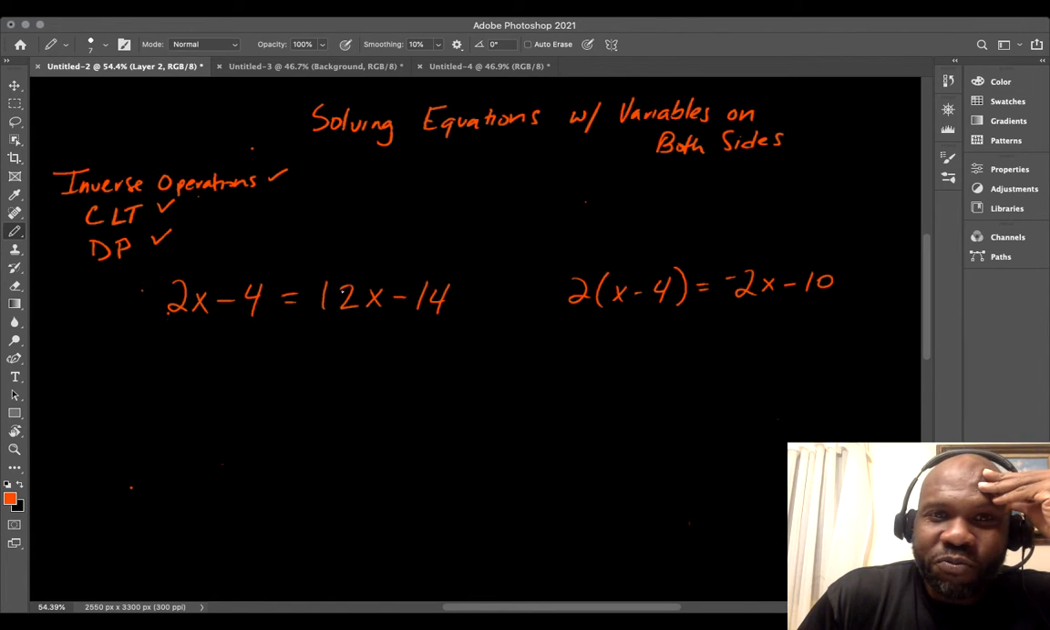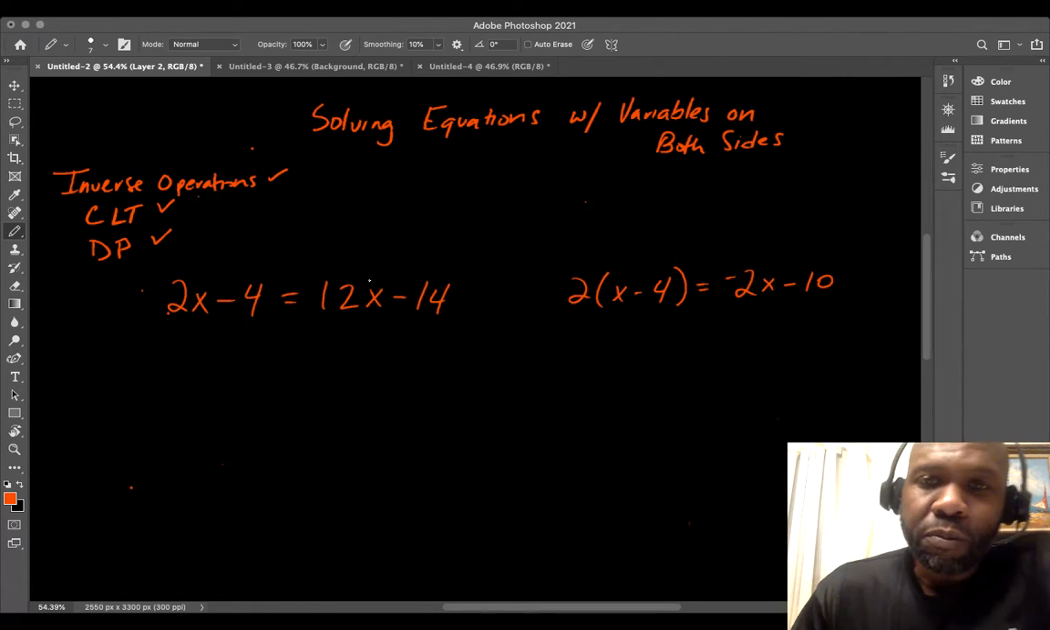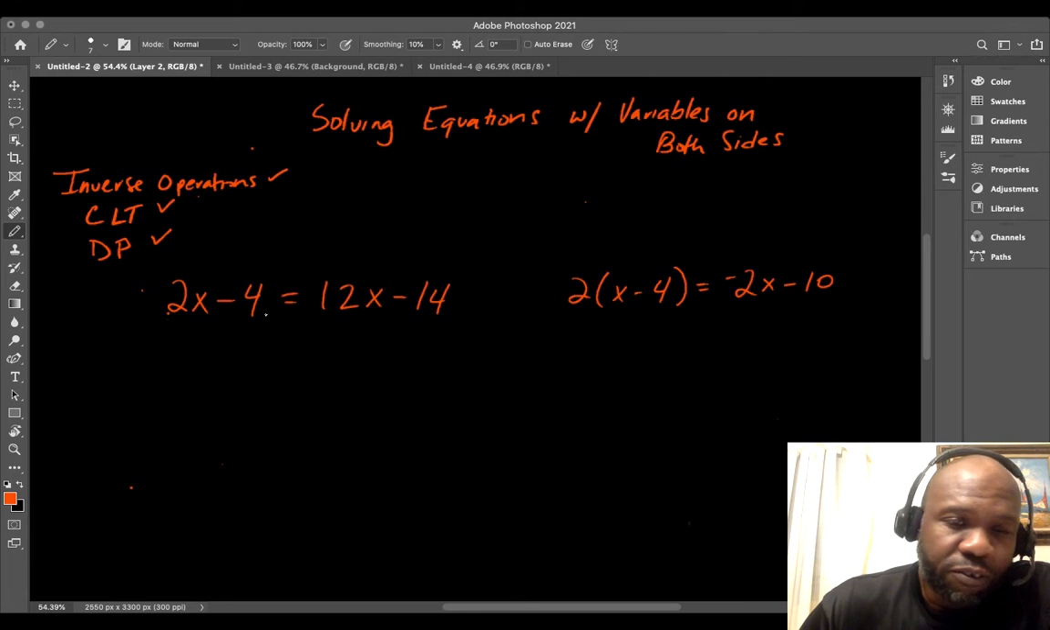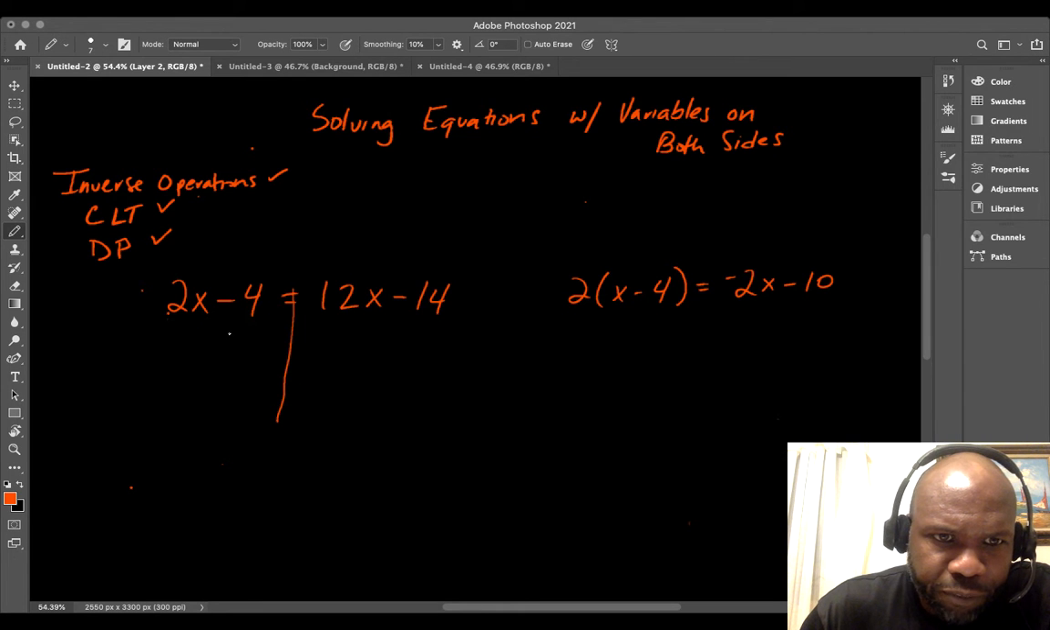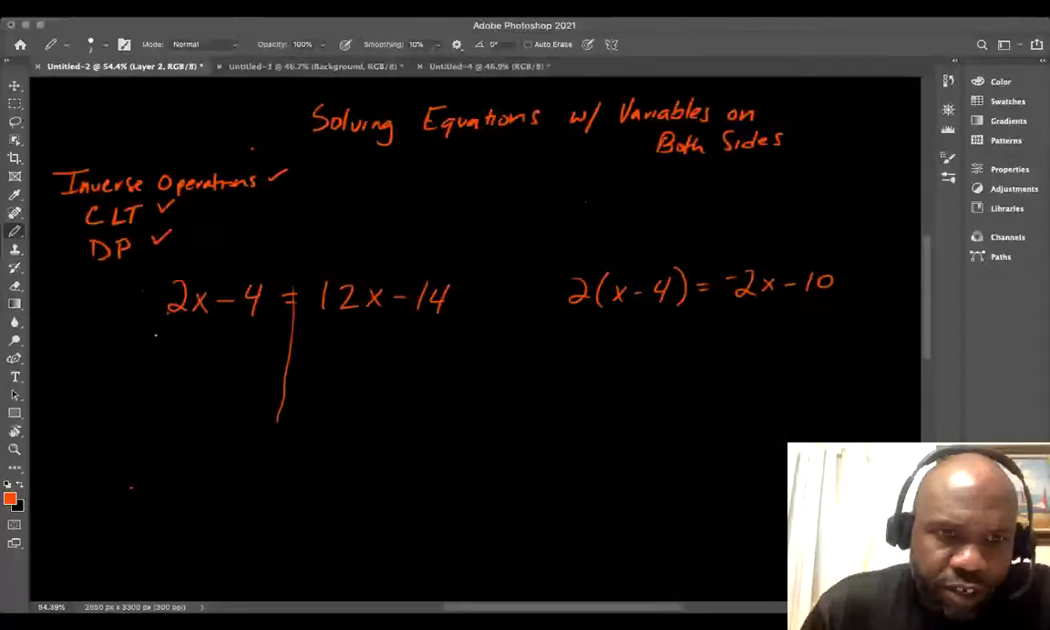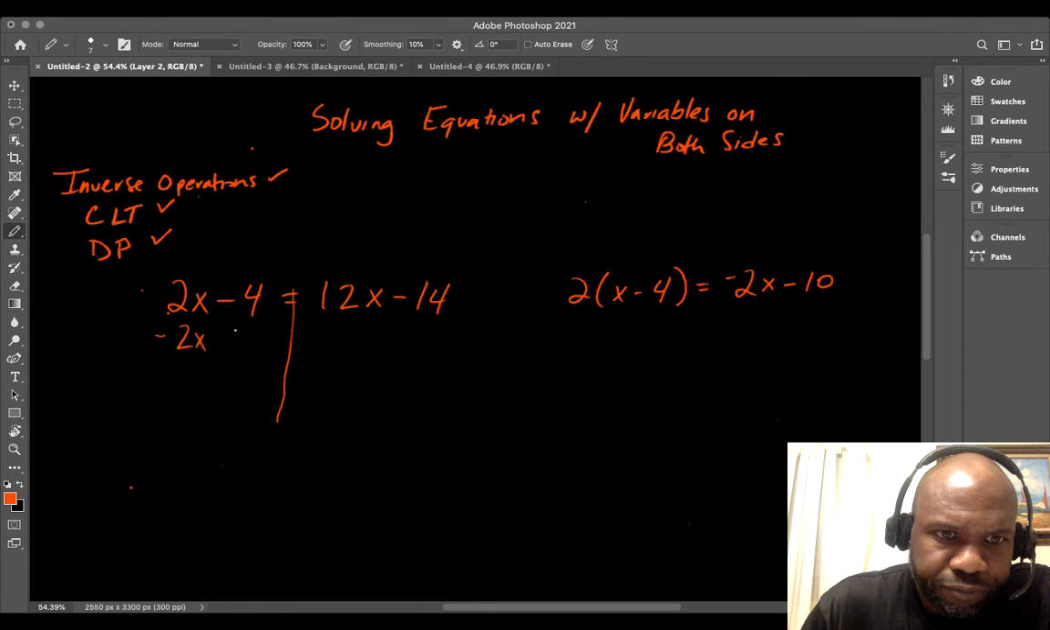So what are you going to do for solving equations? You're still going to use inverse operations, combining like terms, and distributive property. Basically that's all we're going to do, and we're going to solve for x most of the time. Again, remember we said before, we want to put a line right down the middle, and then think about which side we want. We want to put the variables on one side and the whole numbers on the other side. So I'm going to minus 2x from everything in here.